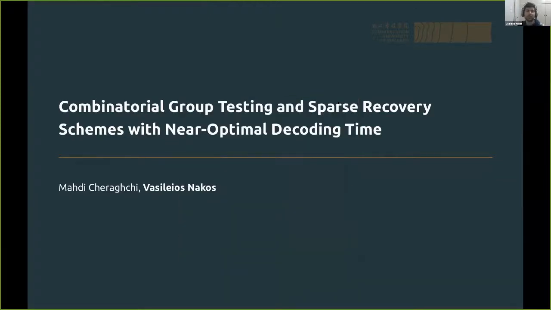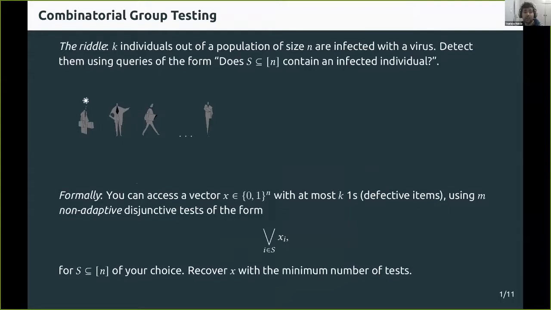Okay, good. This is combinatorial group testing and sparse recovery schemes with near optimal decoding time, joint work with Mathew Tikawi. Let me start with a riddle, which is actually the problem. There are k individuals out of a population of size n who are infected with a virus. The goal is to detect who those individuals are using queries of the form: does a subset S of n contain an infected individual?